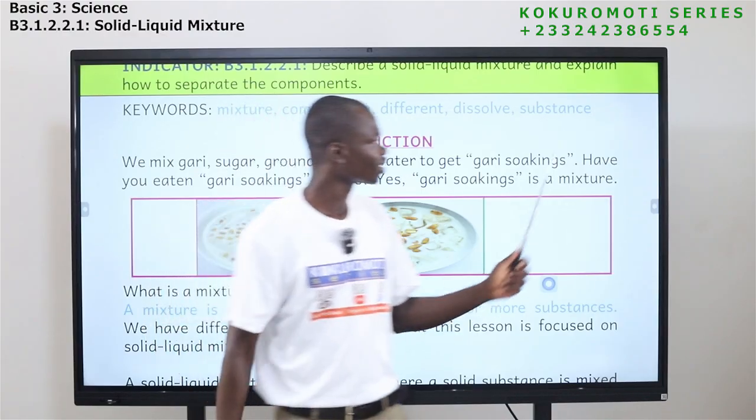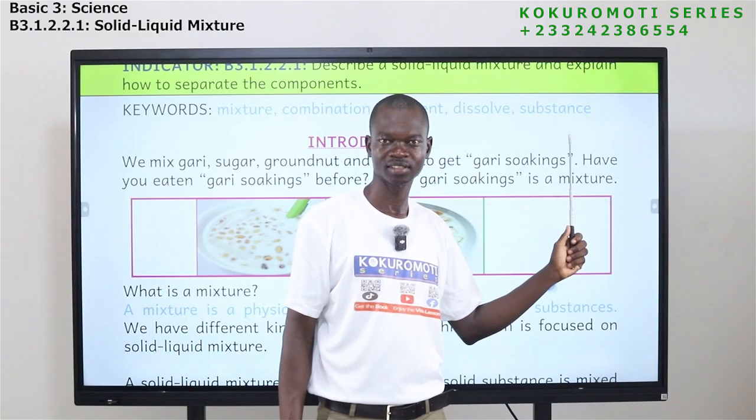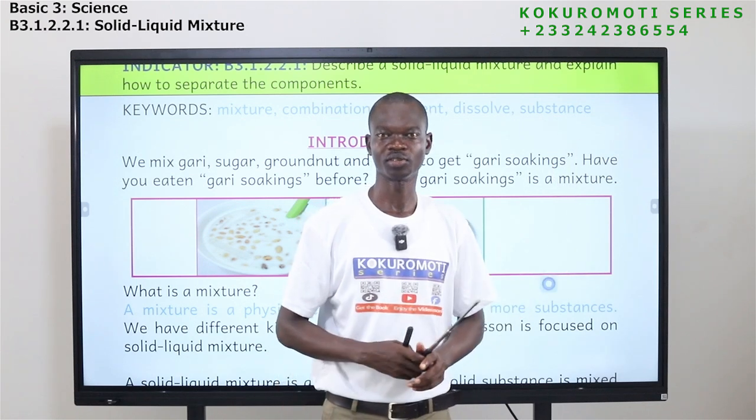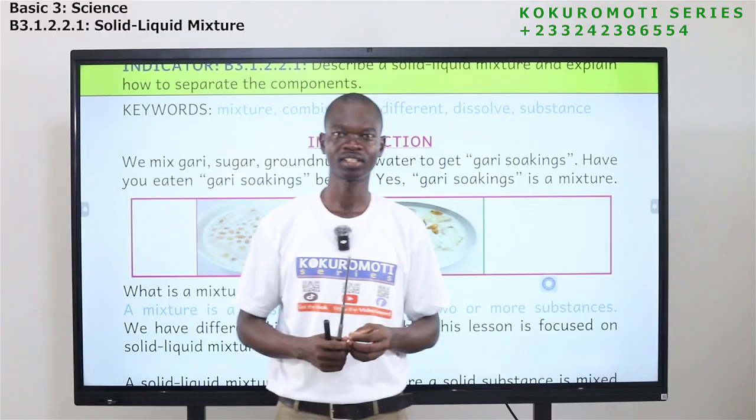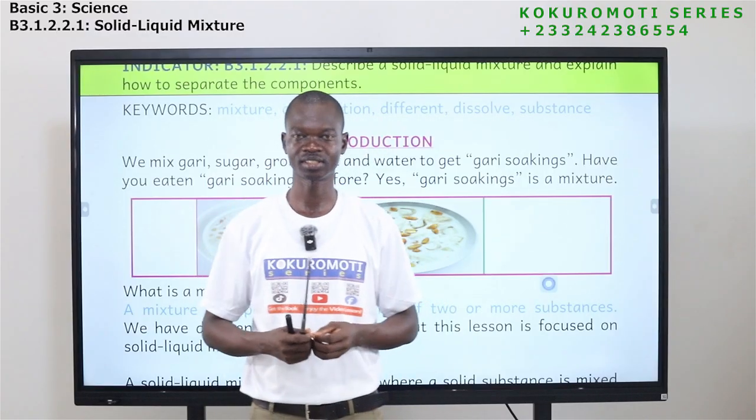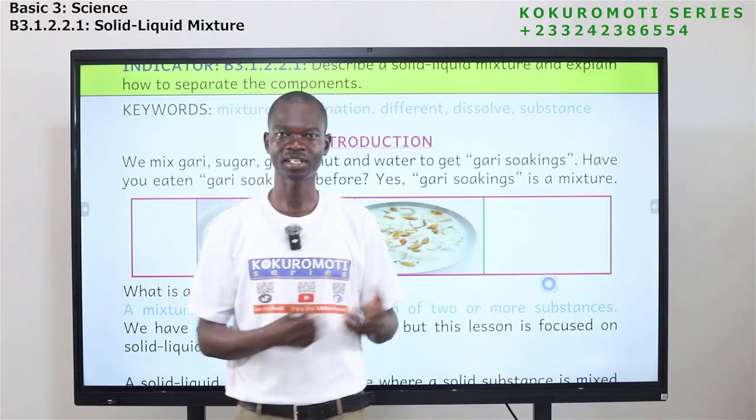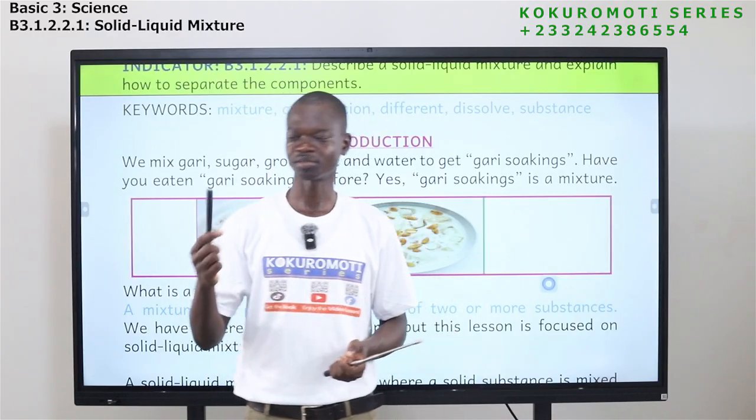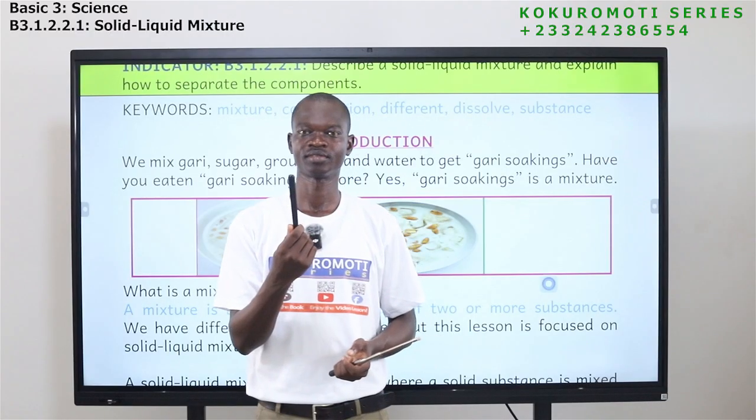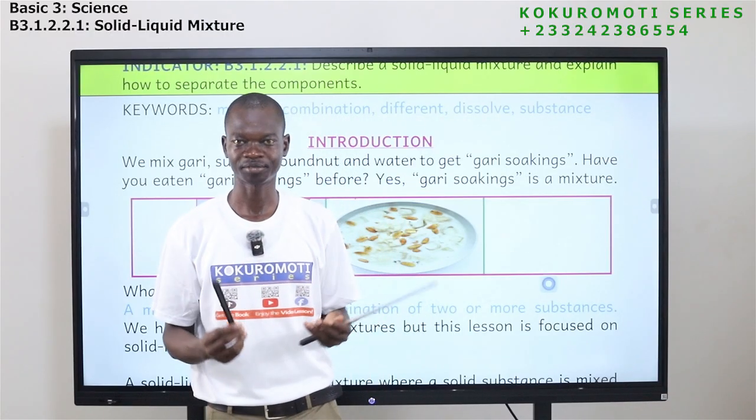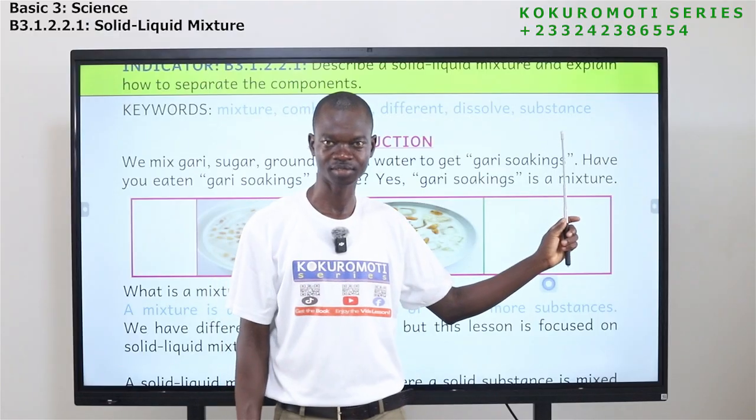Okay. The next word is substance. So when you talk of substance, it could be any object that has what? Physical properties. So this could be a substance because it has properties. So any kind of matter with properties can be described as substance.